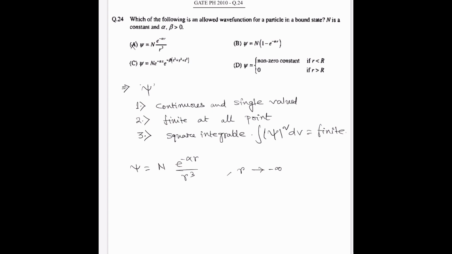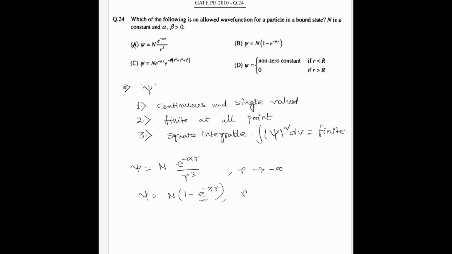And for option B, psi is given as N times 1 minus exponential minus alpha. Similarly, for this one, if r goes to minus infinity, then this part will also diverge, and property 2 will not be satisfied. So option B is also ruled out. So let's check for option C.